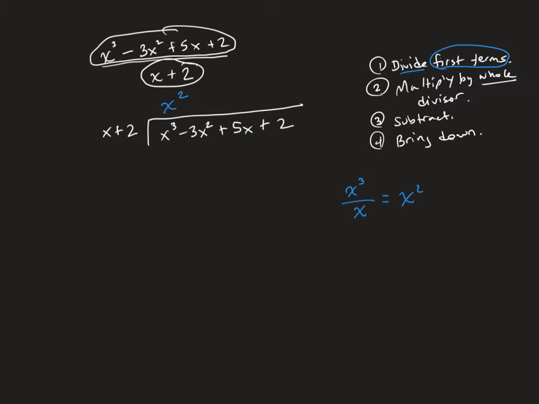Now, when we multiply, we're going to multiply this thing on top, the x squared, by the entire divisor, x plus 2, and that's what's going to go underneath. So I'm going to write x plus 2 over here next to the x squared. Of course, I'm multiplying by an addition, so that will require distribution. X squared times x is x cubed. X squared times 2 is 2x squared. And that's what's going to go underneath here.